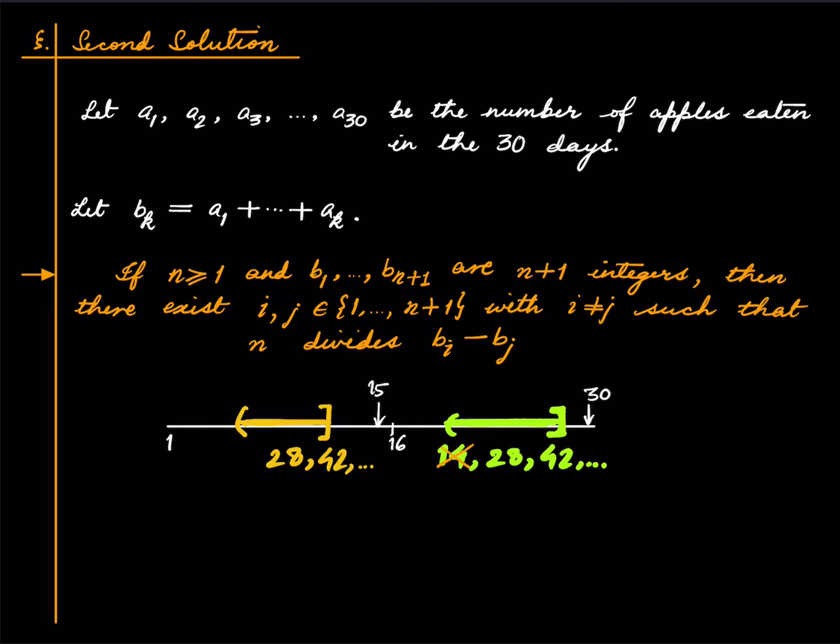So let me erase that basically. Then he's consuming at least 28 apples here and at least 28 apples here. But then he's consuming at least 56 apples. 28 plus 28 is 56. That already exceeds 45. He consumes exactly 45 apples in this 30-day period. So that's a contradiction to our assumption that this is not 14 and that is not 14. Therefore, at least one must be 14, and that's it. With this analysis, you can prove even stronger results than what the problem asks you to prove, but that I leave to you.